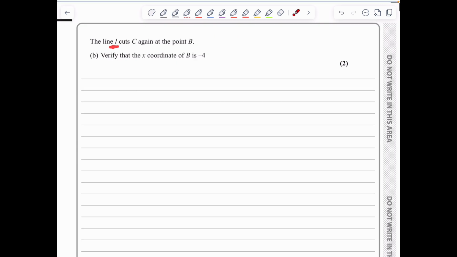Now the line L cuts C again at the point B, and we need to verify that the x-coordinate of B is negative 4. So first of all, we know that at B, we've got the curve and the straight line meeting, so I'll be equating the two. So at point B, we've got the cubic, which was x cubed minus 14x plus 23, being equal to the tangent, which was negative 2x plus 7. I will collect everything on the left hand side to get x cubed minus 12x plus 16 is 0.